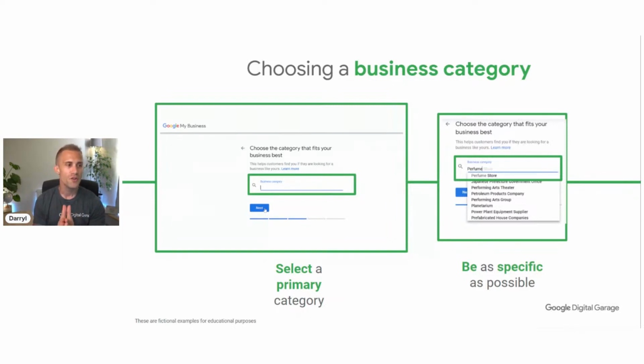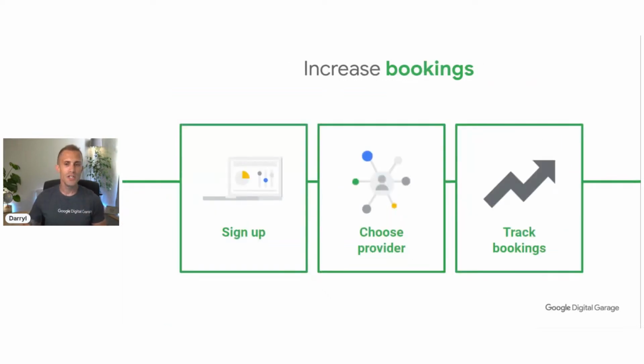The next one is you can actually add additional categories, which will give further context to what your business is. Primary category: how does your business fit within that category? And secondly, if you're going to have secondary categories, what other categories would you potentially be associated with or best suit your business? Next up, we're going to look at how we can increase your bookings.